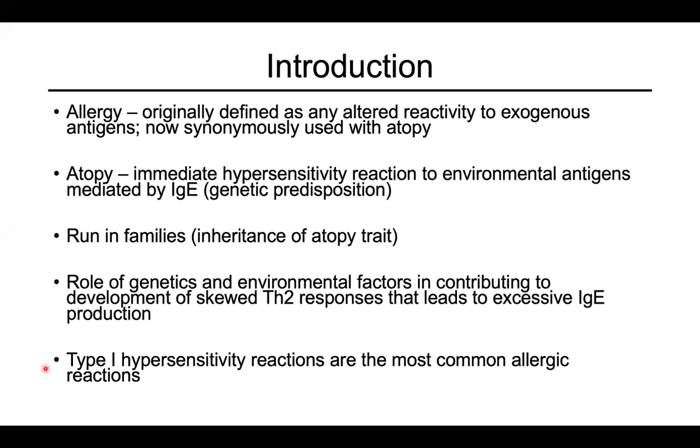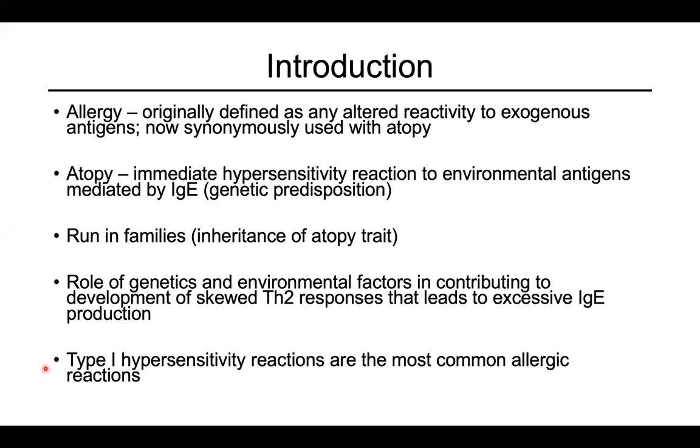Okay, so atopy tends to run in families, and what I want you to note is that what people inherit is the atopy trait. So they inherit that susceptibility, but they don't inherit the allergy. So for example, you may have people in an atopic family. One is allergic to peanuts, one is allergic to pollen, one is allergic to cow milk. So it doesn't mean that the people in an atopic family are all going to have the same allergy. Okay, so what they inherit is the trait, which is that genetic predisposition.